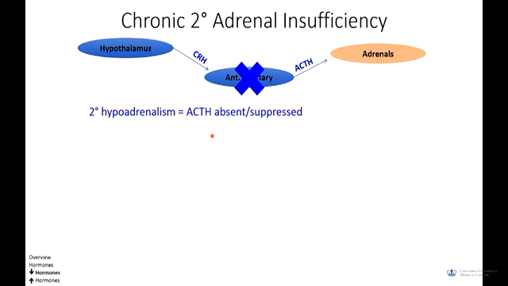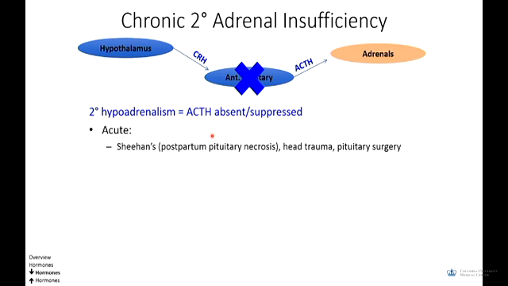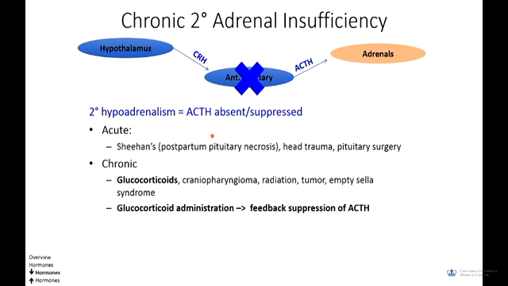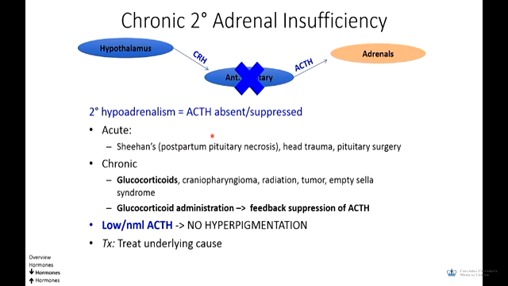Secondary adrenal insufficiency, you have ACTH absent or suppressed. Either you don't have a pituitary because it had necrosed, you got it removed, things like that, or you're taking glucocorticoids that can cause a feedback suppression of ACTH, tumors, other things like that. Biggest thing, low or normal ACTH. This has no hyperpigmentation because your ACTH is low or normal, and then you deal with the underlying cause and give them the things that they're missing.